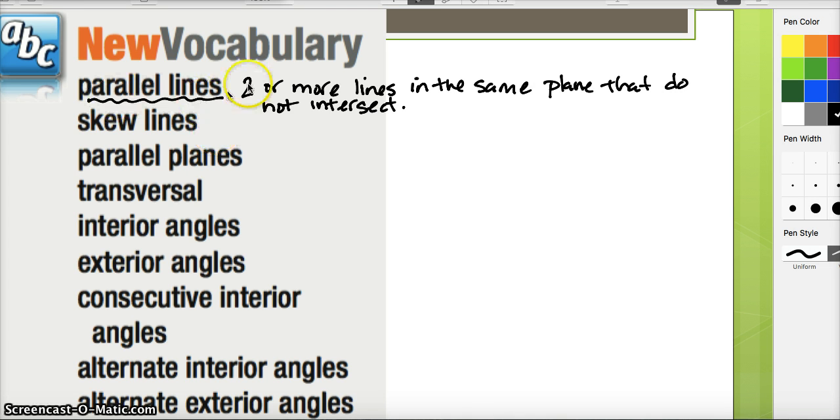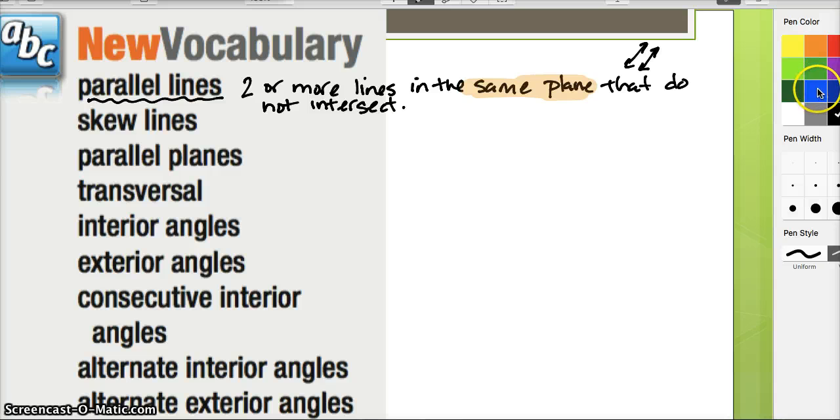So parallel lines are two or more lines in the same plane. This part is really important. Two or more lines in the same plane that do not intersect. And you've seen this all your life, or mathematical life. You may see two lines that are like this, going in the same direction. But the key to this is that they're in the same plane.